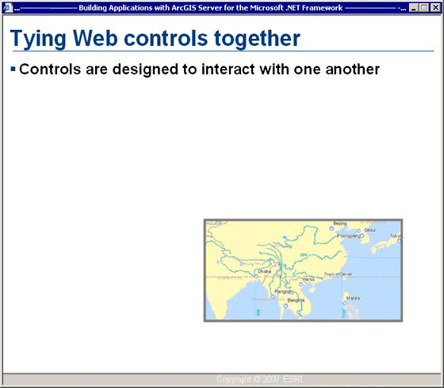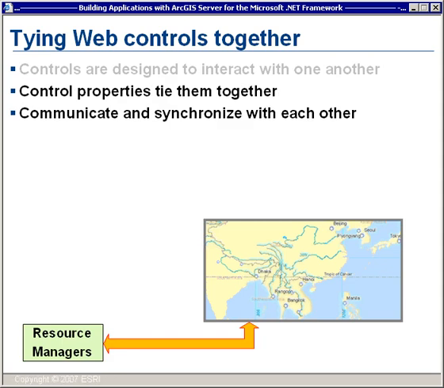When you're working in your web application, many of these controls work together. For example, we talked about how the map control gets its resources from a resource manager. So we have to tie the map control to a resource manager so it knows where to get its resources from. We do that through the properties on the control. The map will have a property that is the resource manager. So we just set that, and that ties these two together.